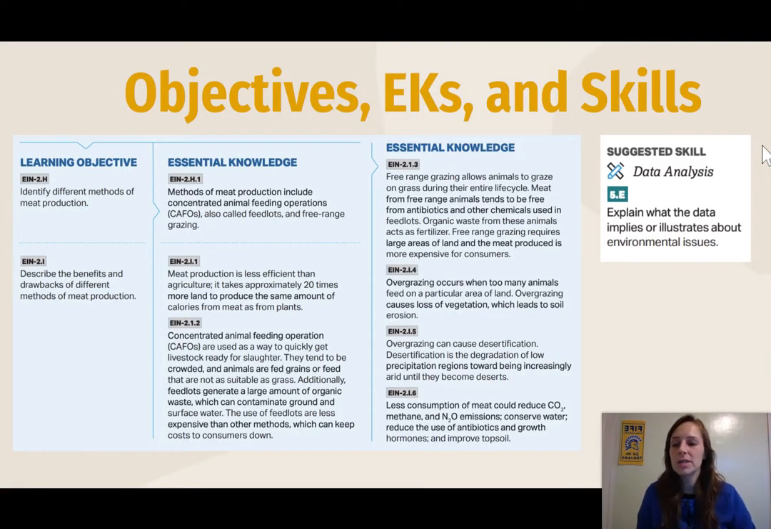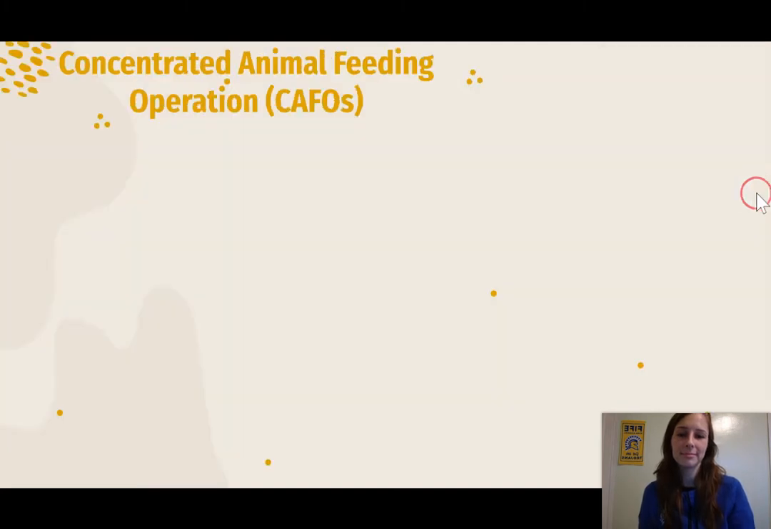So the learning objective for today is that you can identify different methods of meat production and that you can describe the benefits and drawbacks of these different methods. You're getting a whole lot of essential knowledge here about concentrated animal feeding operations, how meat production is less efficient than plant production, things like free-range grazing, but also overgrazing, and how sometimes animals can be leading to greenhouse gas emissions. We'll cover all that.